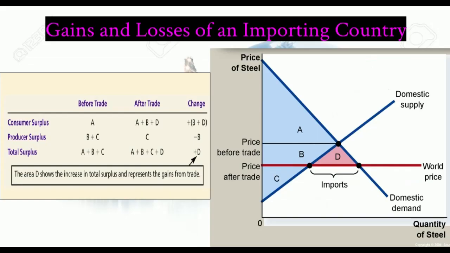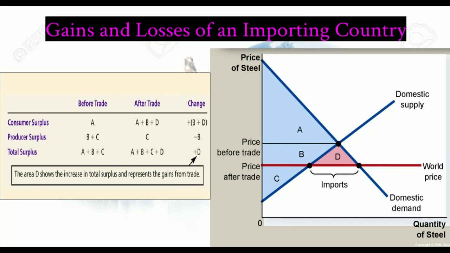Similarly, when we talk about the gains and losses to an importing country, as we discussed before, a country will import if the domestic price is more than the world price. So that means we don't have a comparative advantage in producing that commodity. See the diagram. Again, the x-axis represents the quantity of steel and the y-axis represents the price of steel. DD is the downward sloping demand curve and DS is the upward sloping supply curve.